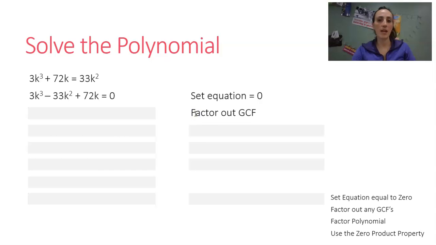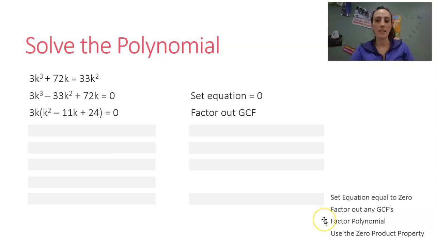The next thing that we have to do is factor out any GCFs that we might have. Looking here, all three of these terms have at least 1k. All three of these terms are also divisible by 3. So I'm going to pull a 3k out front, and when I do that, this is just left with a k squared. This middle term is left with an 11k, and my last term is left with only 24.